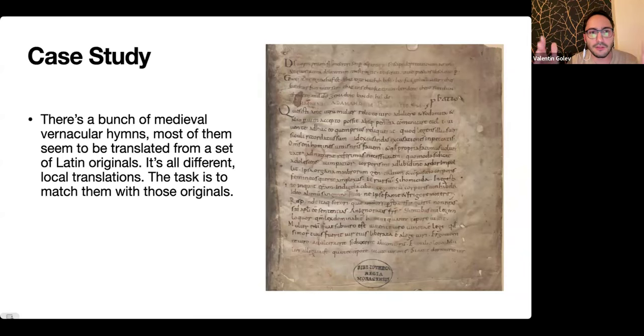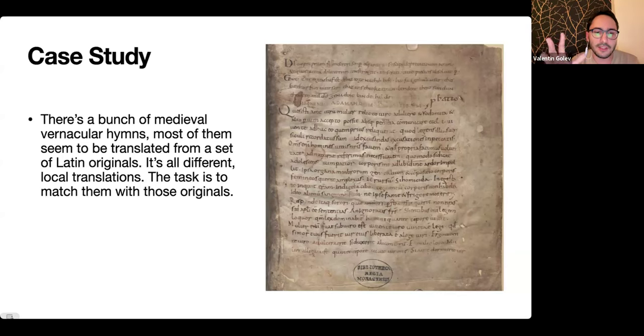So there is a bunch of medieval vernacular hymns, right? Most of them seem to be translated from a set of Latin originals. So there's a Latin prayer, maybe from the Bible, maybe from Bonaventura, maybe from Psalms, and it's written in Latin, and then it's locally translated into some dialect of Old German. And then you find this manuscript in some monastery somewhere, and it's a local translation. It's kind of random, right? It's not one translation for all of them.